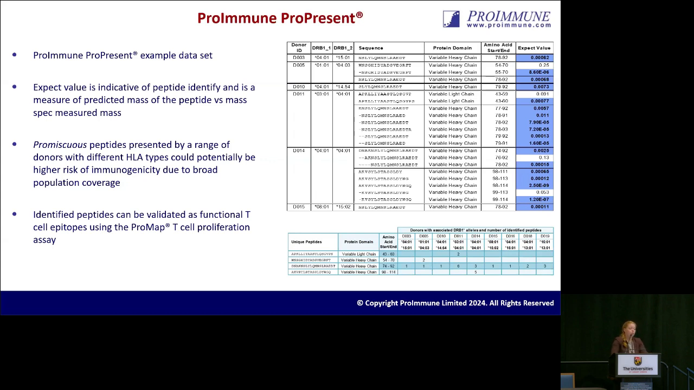So when you look at your cohort collectively, that's when you can start pinpointing those promiscuous sequences or those that are presented by multiple donors with different HLA types. And these are really the ones that are at higher risk for inducing unwanted immune responses due to that broad population coverage. So as an example, that DNA KN sequence is actually presented by each of these donors expressing those different alleles. So these are certainly peptides you'd want to consider to take into the functional T-cell proliferation assays.